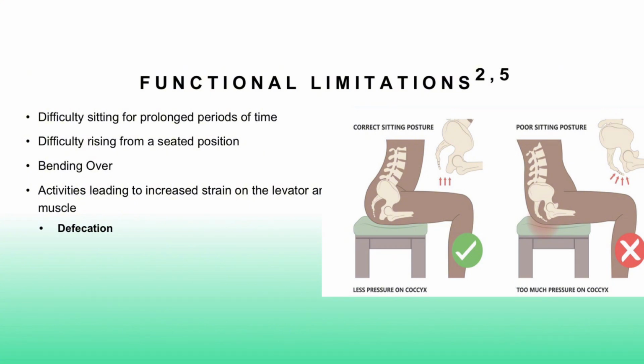All right, so when we get into functional limitations, based off the anatomy that Z just showed, you would expect these people to have difficulty sitting for prolonged periods of time, and also difficulty rising from a seated position. They also have trouble bending over and doing any activities that lead to increased strain on the levator ani muscle. So bowel movements could pose a problem for these individuals.